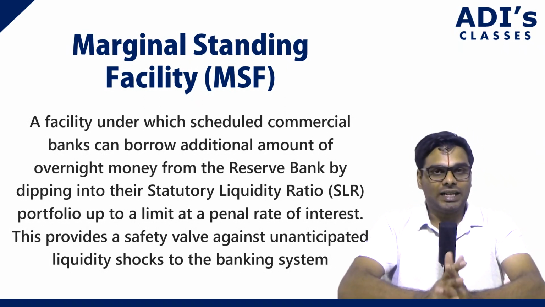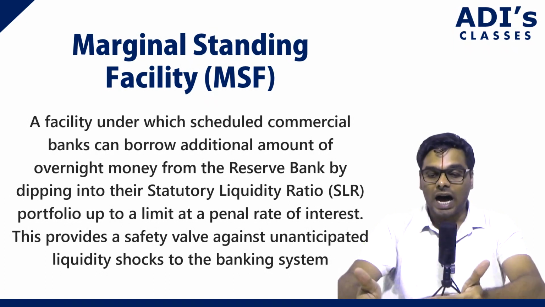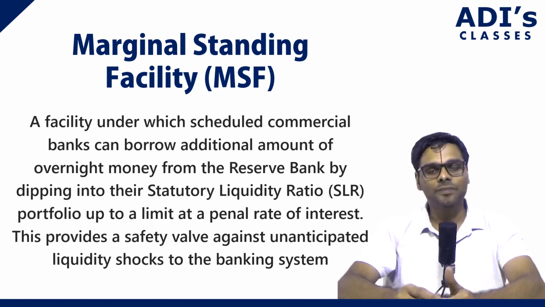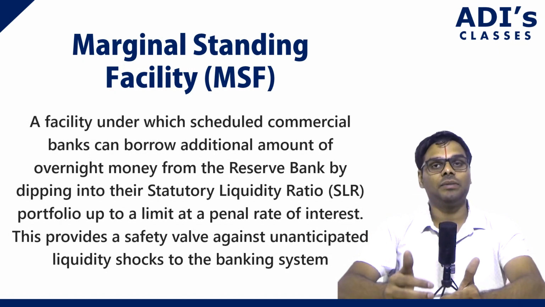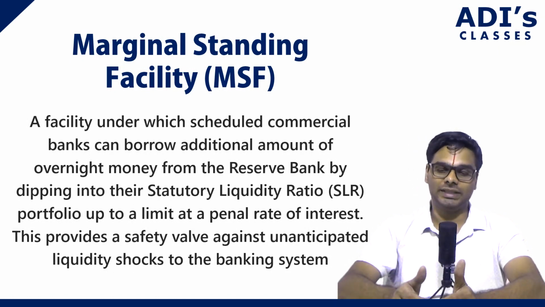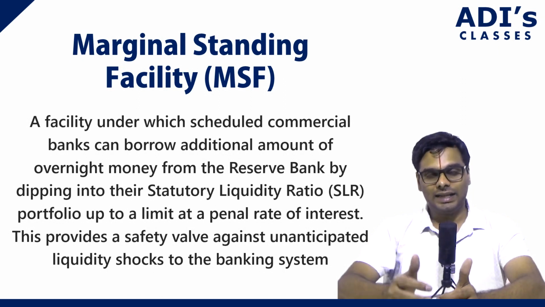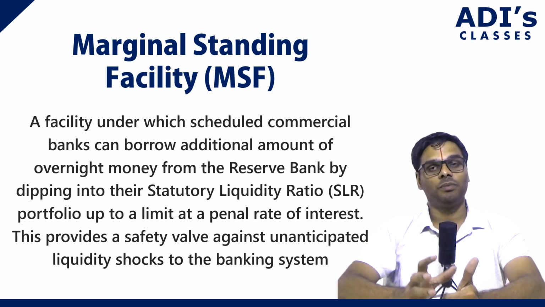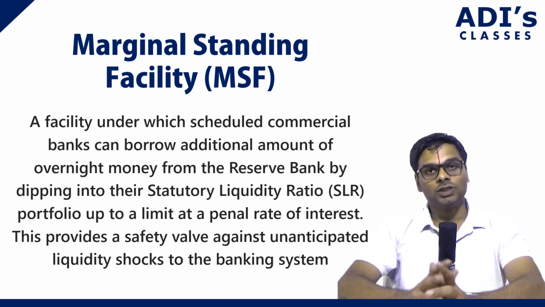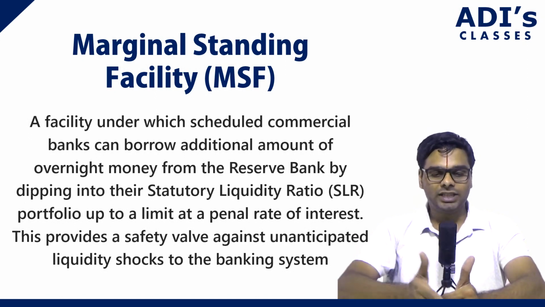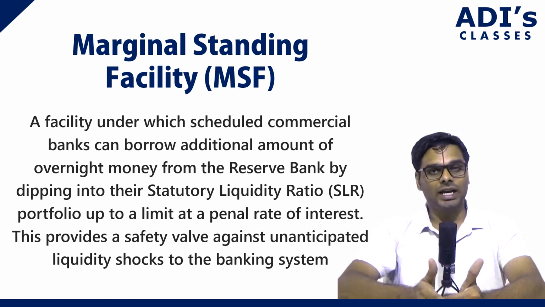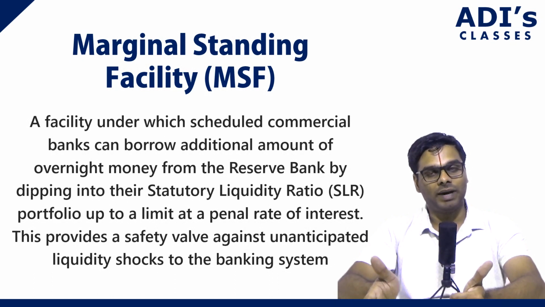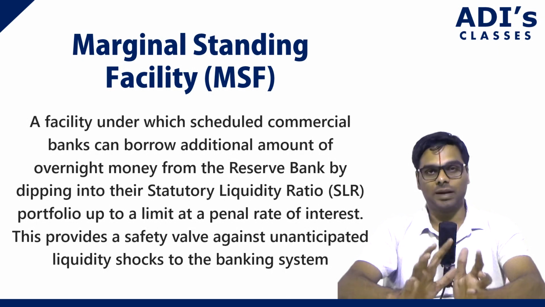In marginal standing facility, scheduled commercial banks are borrowing money from the RBI on an overnight basis. This is very clear. Now, when we have repos, we said that the banks have to provide some kind of collateral, and this collateral could be in the form of government approved bonds and securities. On the basis of them pledging their government approved bonds and securities, RBI will give some kind of overnight liquidity to the commercial banks at a fixed rate of interest known as the repo rate.